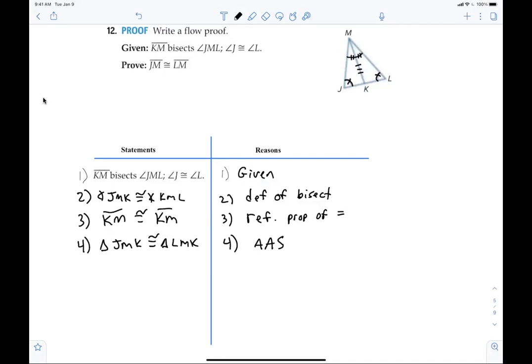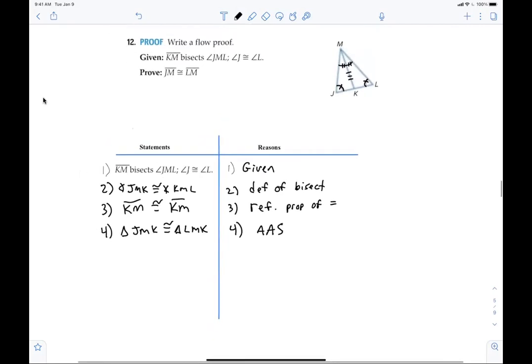Just be patient. Take your time. All right, so now that the triangles are congruent, what's true about all the parts? They're congruent. By what statement? CPCTC. You are amazing. Thank you for remembering that. CPCTC. JM is congruent to LM. Beautiful. All right, why is that true? Corresponding parts of congruent triangles are congruent. That is why.